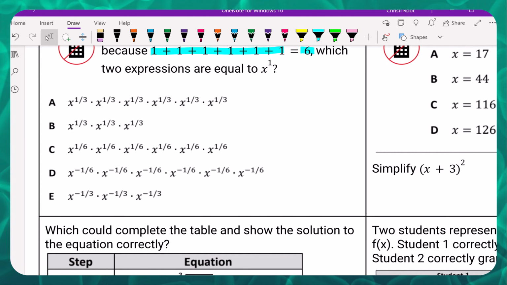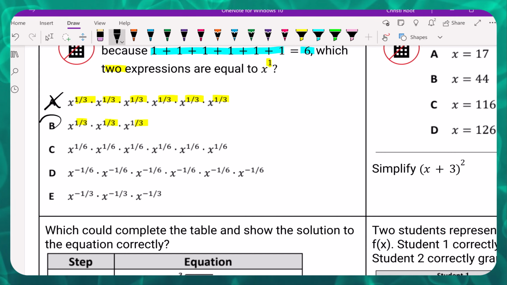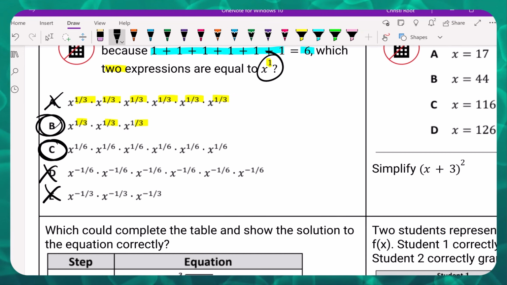So now what it wants you to do here is figure out what are two expressions that are equal to x to the power of 1. So what you have to do is make sure that these are equal to 1. That's too many 1/3. So it's actually 6 over 3 when you add them all together. That is not equal to 1, that's equal to 2. 1/3 plus 1/3 plus 1/3 is 1, so that is one of your answers. And then if you add 6 1/6s together, that is 6 over 6, which is 1, which means the other two don't work. And if you notice, when you add them together, they will be negative, which is not what they're asking you to find.